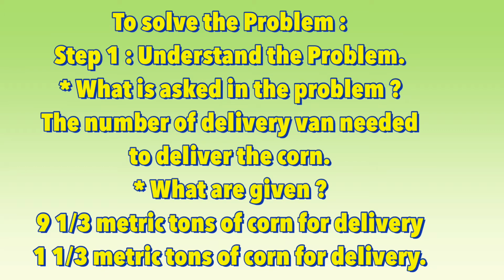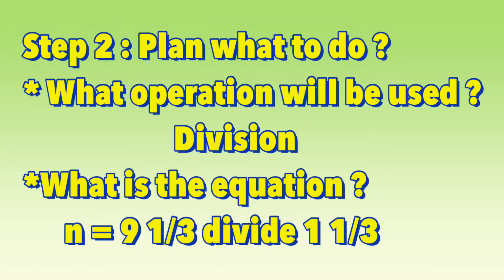So what operation will be used? So division. What is the equation? So the equation is n, which stands for the number of delivery vans, equals 9 1/3 divided by 1 1/3.